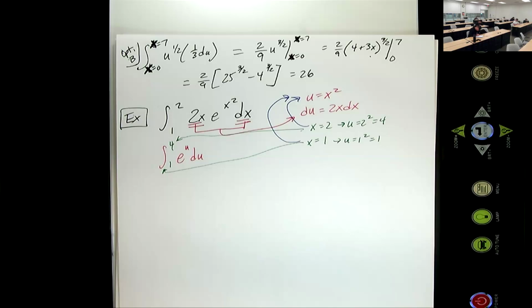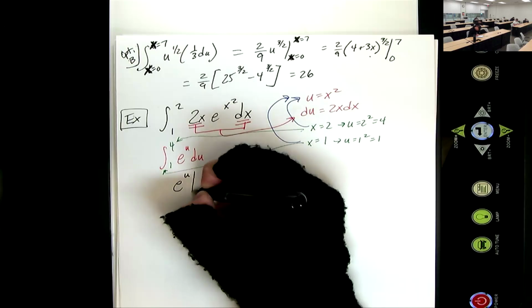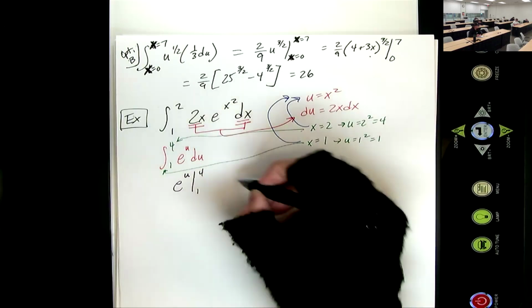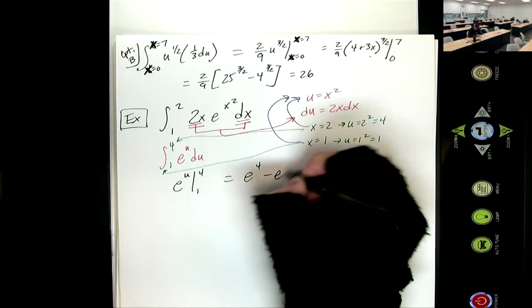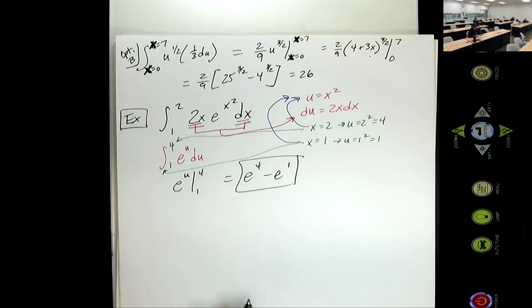And now this problem just became simple. e to the u evaluated from 1 to 4 is just e to the 4th minus e to the 1st. Boom, that's an exact answer. Don't calculate this, don't give me a decimal. The only time you generally need a decimal approximation is if it's prompted for, like on the test, or if you're doing something in real life, or a word problem where this is a meaningless answer.